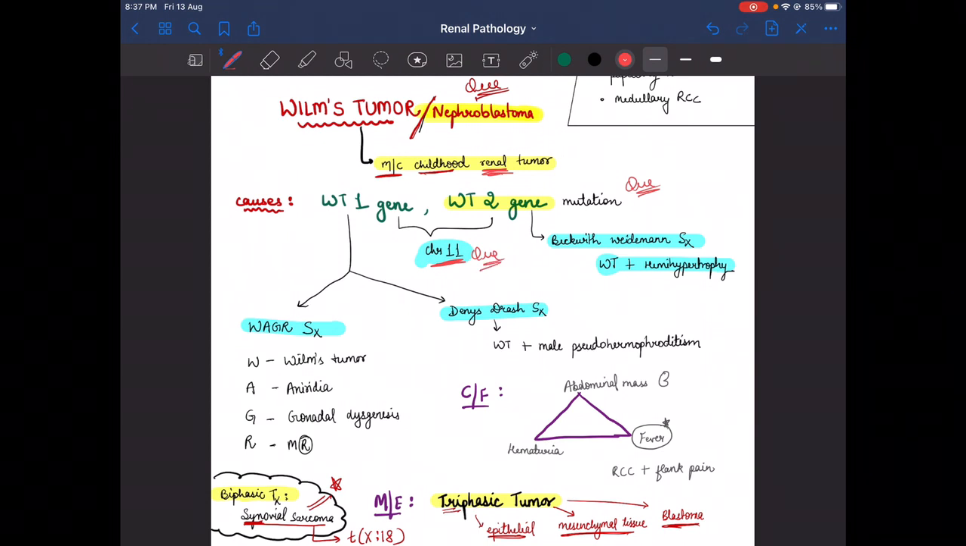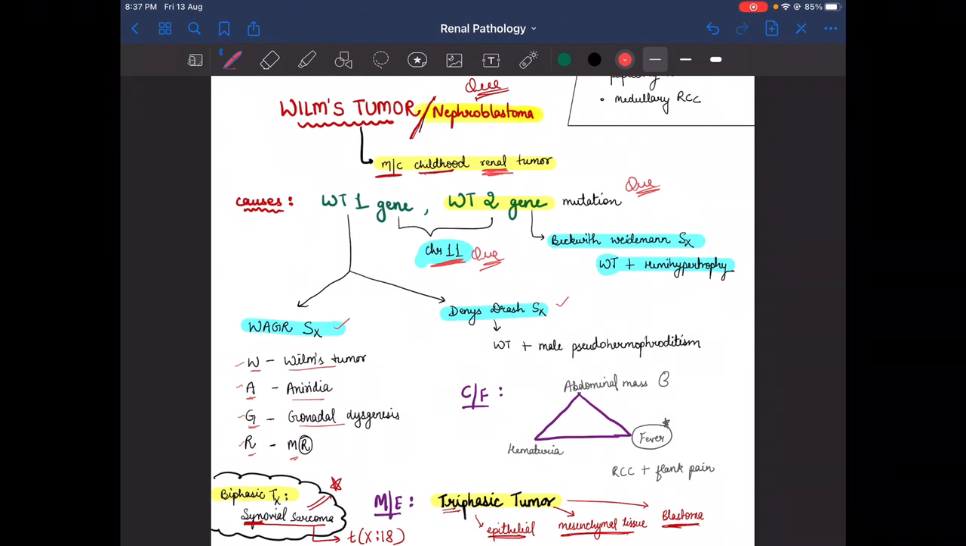If there is WT1 gene mutation, then it may be WAGR syndrome or Denys-Drash syndrome. For WAGR syndrome, we have the mnemonic WAGR, W-A-G-R. W stands for Wilms tumor, A stands for aniridia, G for gonadal dysgenesis, and R stands for mental retardation. So these are the features of WAGR syndrome: Wilms tumor, aniridia, gonadal dysgenesis, and the person is mentally retarded.